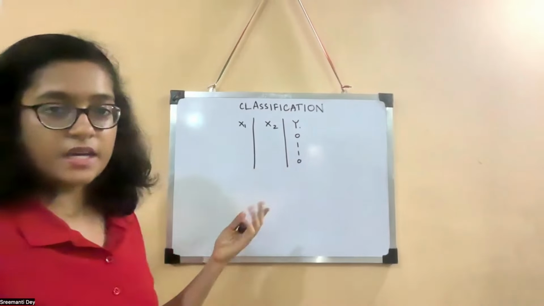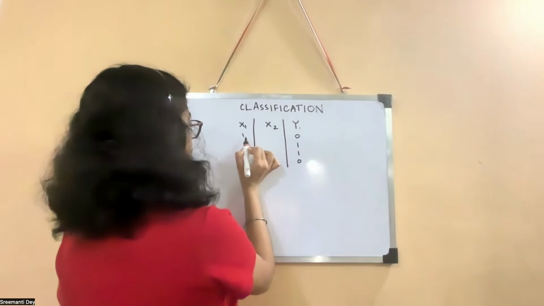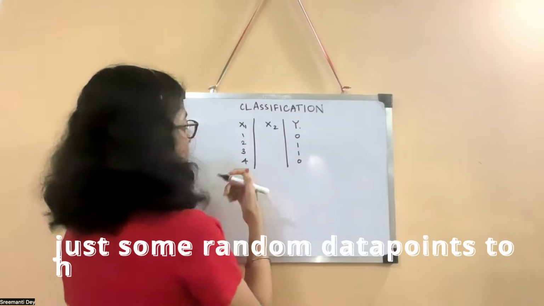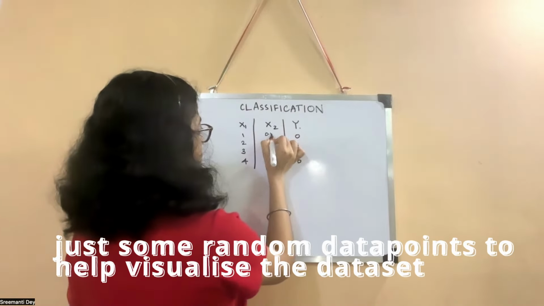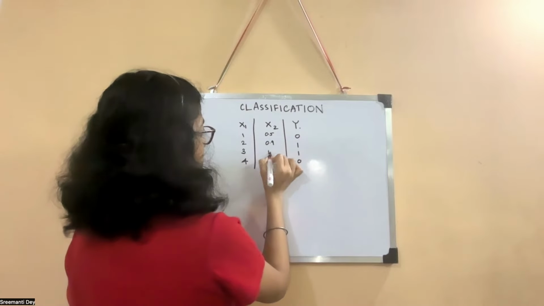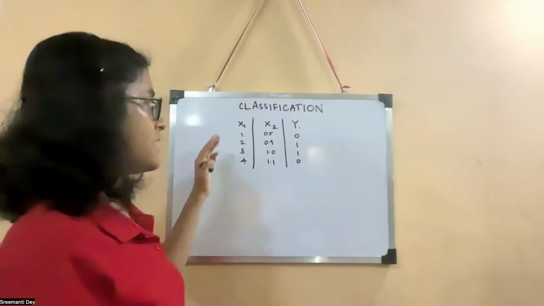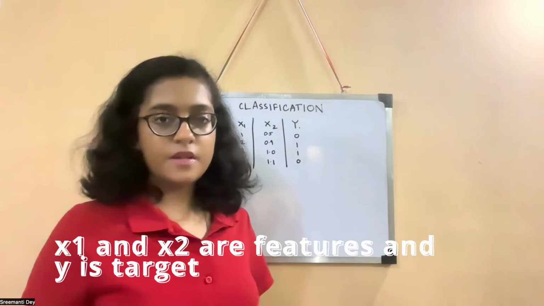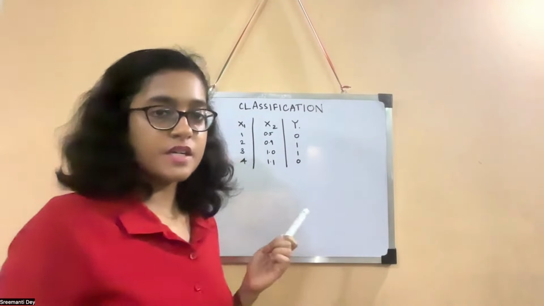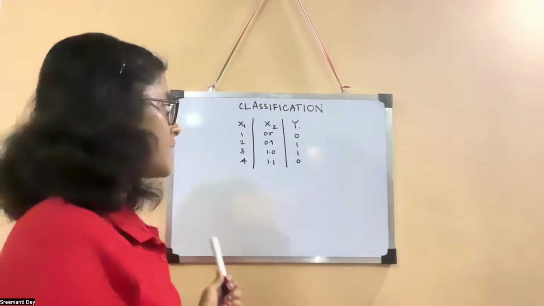Let's say it looks something like this. And x1 could be 1, 2, 3, 4 maybe. And x2 could be anything: 0.5, 0.9, 1.0, 1.1, anything. So these x1, x2 are the two features. And y is our target variable, which is either 0 or 1. And we want to predict y given x1 and x2.